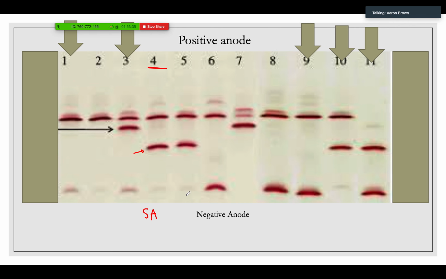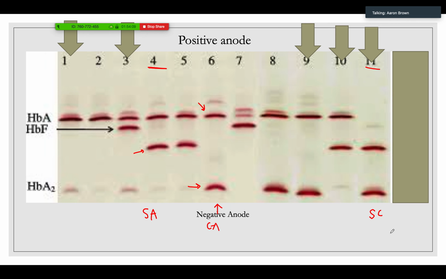Last one we need to identify is going to be this one, where we have this line down here and this line all the way at the top. What are you thinking for this one? Hemoglobin C, good. Disease or trait? Trait, very good. So this is going to be C and A. And then last, in this well number 11, what do you think is happening here? This one looks pretty abnormal. I love it. Yes, sickle cell plus C. And so you can see HbF and HbC all the way down here.